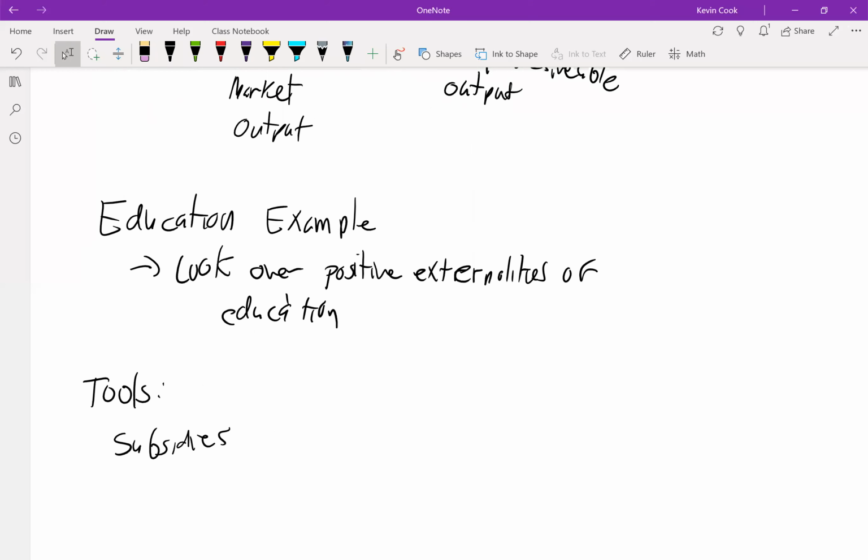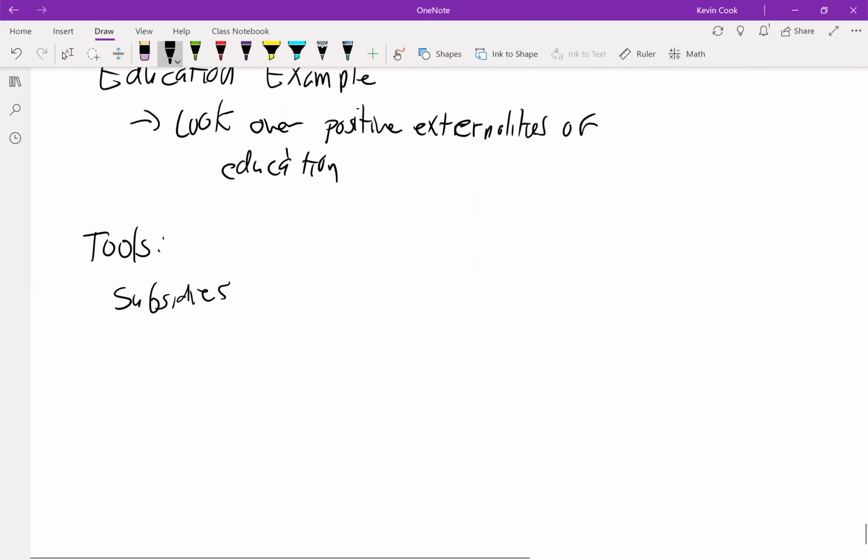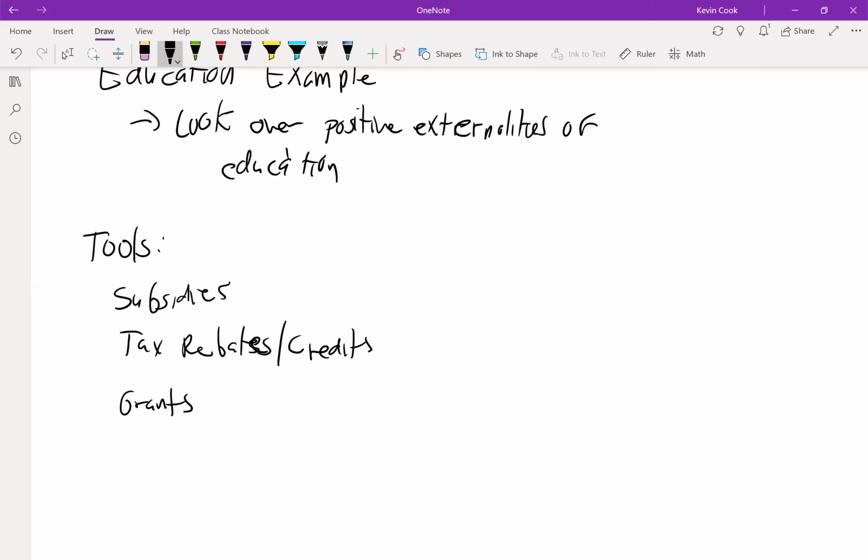Then one of the big things that this chapter got into. So we had subsidies, tax rebates or credits, and potential for things like grants and fun stuff like that.